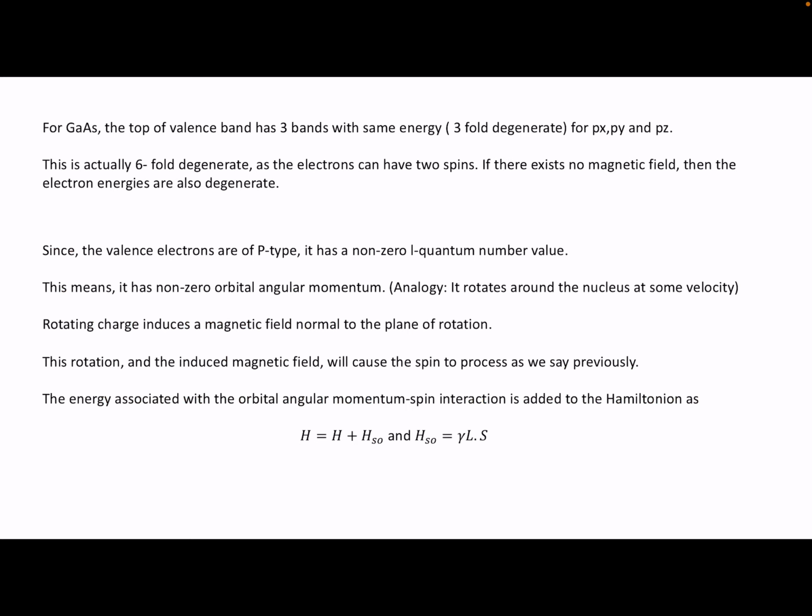So in gallium arsenide, the top 3 bands are threefold degenerate. When we mean degenerate, we have px, py and pz. All these energy lines are actually degenerate. They have similar energy values. Basically they are 6-fold degenerate because each of these can take 2 electrons. Px, py and pz, each of these states can take 2 electrons. When there is no magnetic field, all of them are degenerate.